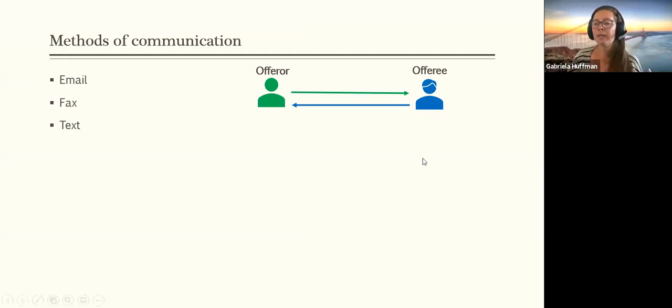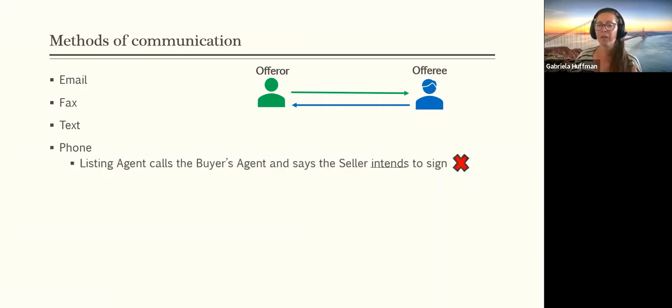So there's different ways that we can have valid methods of communication. We can email, fax, text. These are great because they're all time stamped. We can call. I know you have a hard time with this. Well, it's not in writing. It's still communication. But you've got to pay attention to the question.